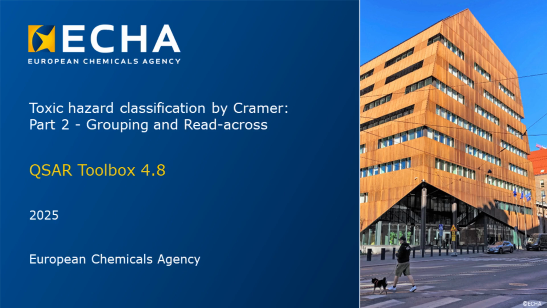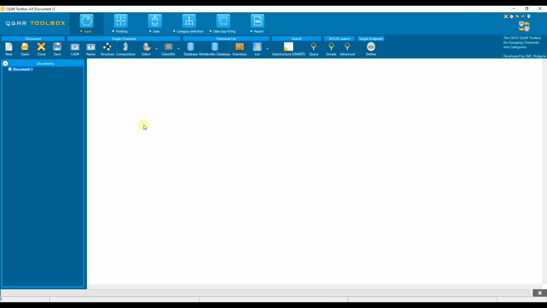The purpose of this tutorial is to show you a practical usage of Cramer Profiler for categorization purposes. We are going to find analogs of a target chemical and use them to predict its carcinogenicity. Let's get started. We start with a target chemical with identification number 1615801.